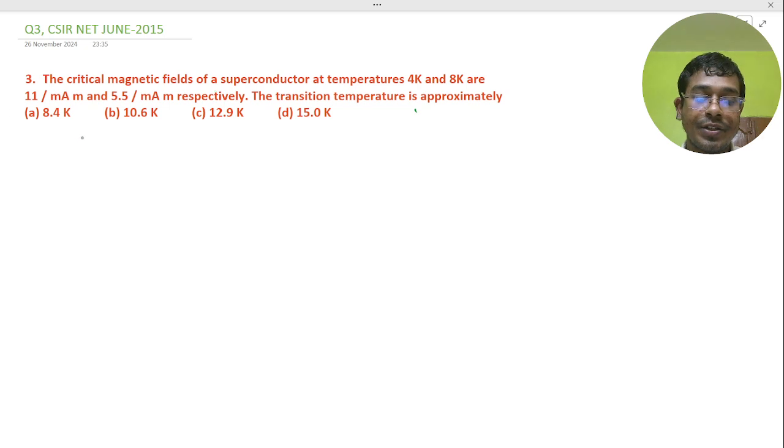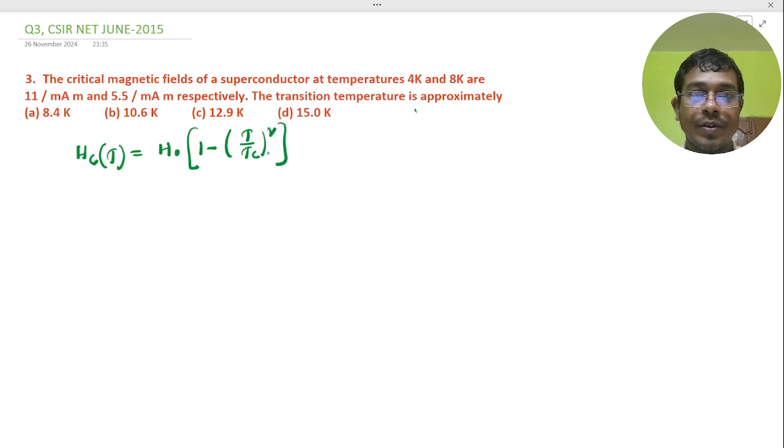So we write the equation from our summary and theory section: Hc as a function of T would become H naught times 1 minus (T by Tc) whole square.